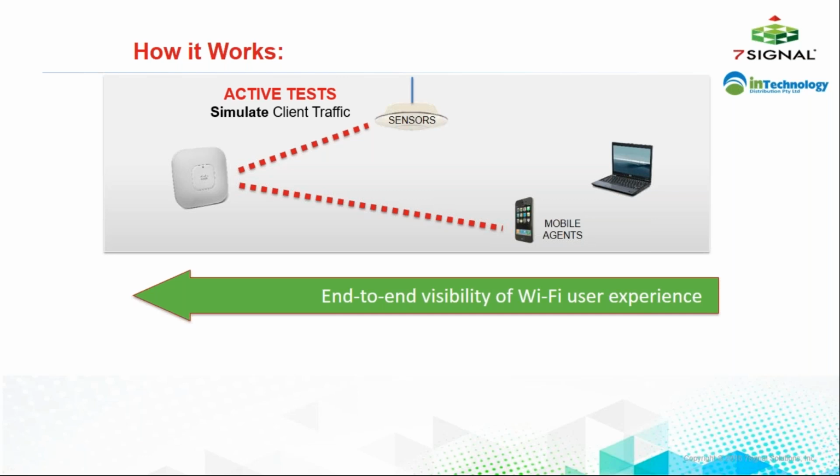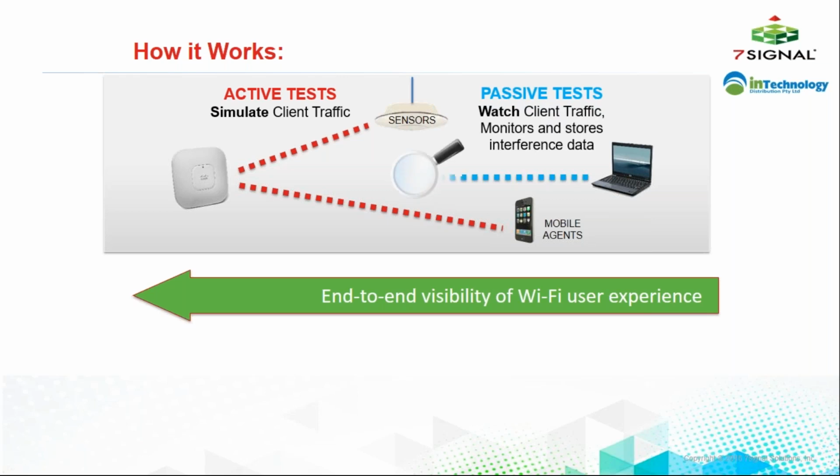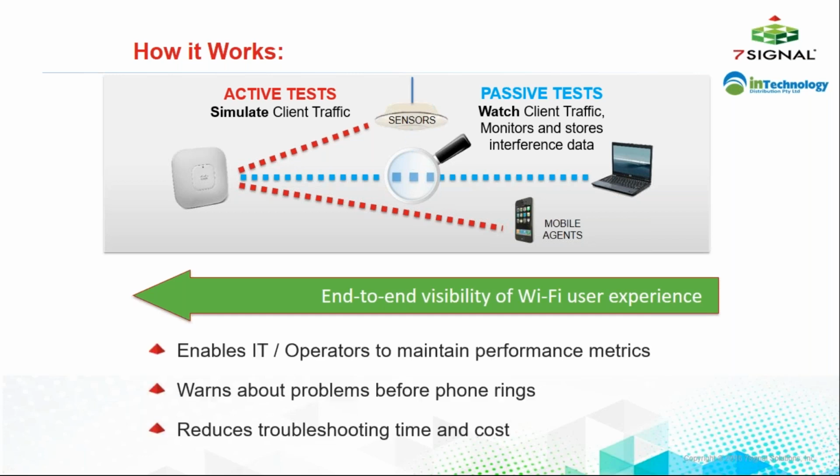Now, this is just half the story, the active tests, where we simulate client traffic, uploading and downloading files, simulating voice over IP calls. But we also do what we call passive tests, where we watch all of the headers, all of the packets that are going on in the air. And in doing so, we're able to measure the airtime utilization. We're able to see the retry rate. We're able to see the spectrum and do other RF analysis. So when you take both sides of the equation, so kind of the clean air side plus you add the active tests to it, now you have end-to-end visibility of the Wi-Fi experience.